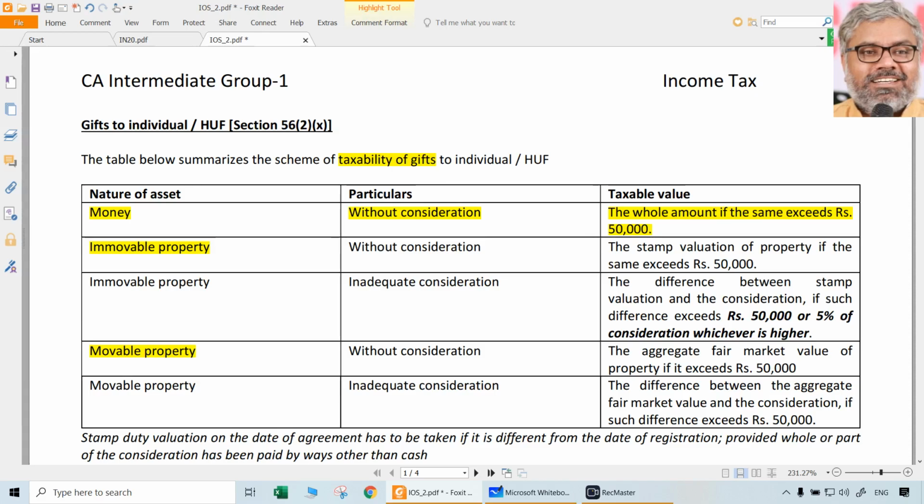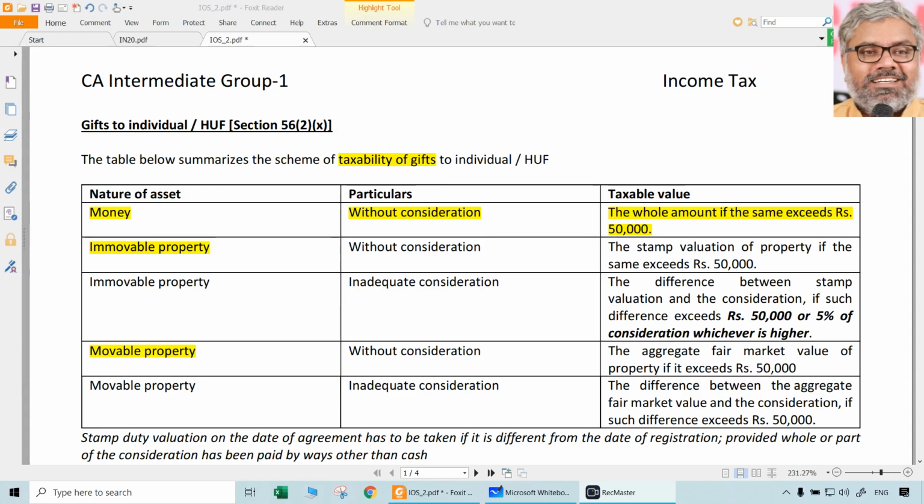So imagine a person receives 51,000 as a gift in a previous year. The entire 51,000 becomes taxable in the hands of that person under income from other sources. If he receives only 49,900, then nothing will be taxable in the hands of that person. Even if he receives 50,000, nothing will be taxable. If the amount in total exceeds 50,000 rupees, then the entire amount of gift, the aggregate of the gifts received by that person in the form of money, shall be taxable in its totality.